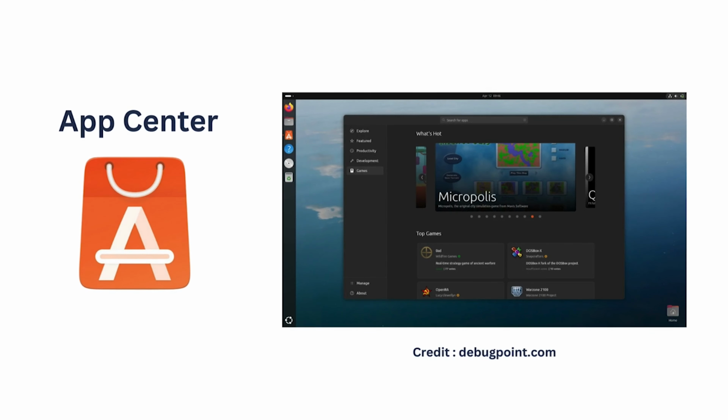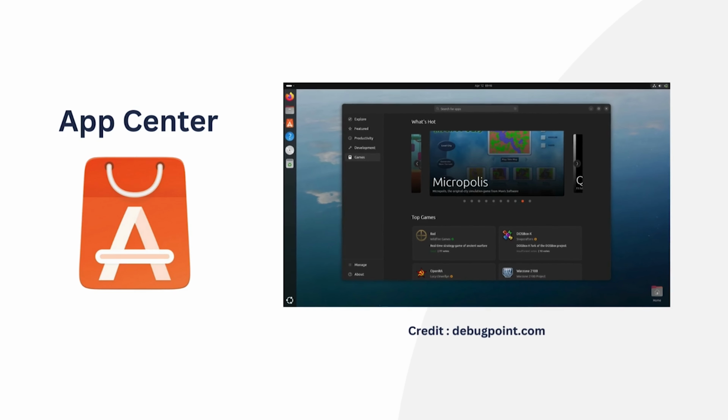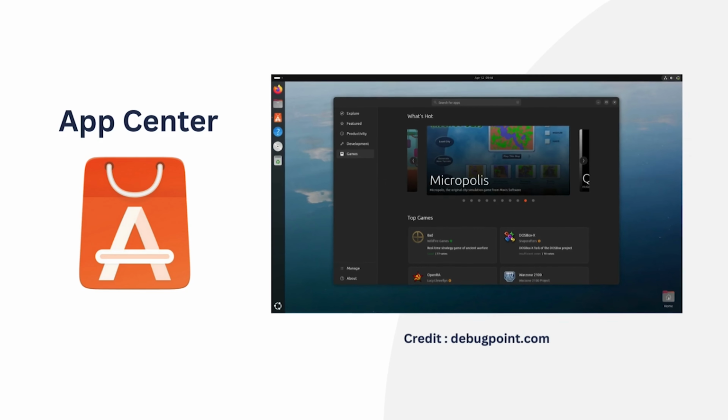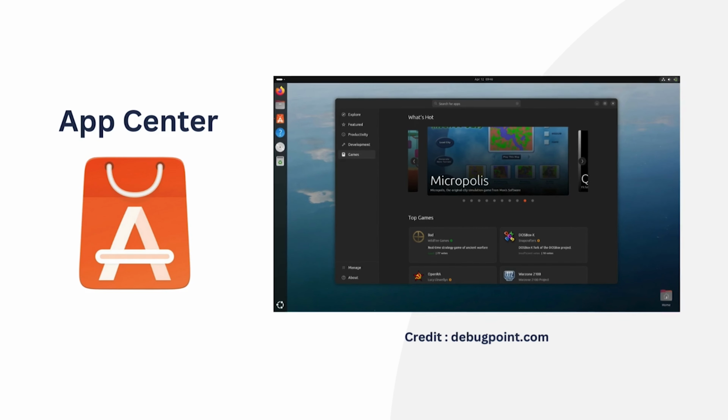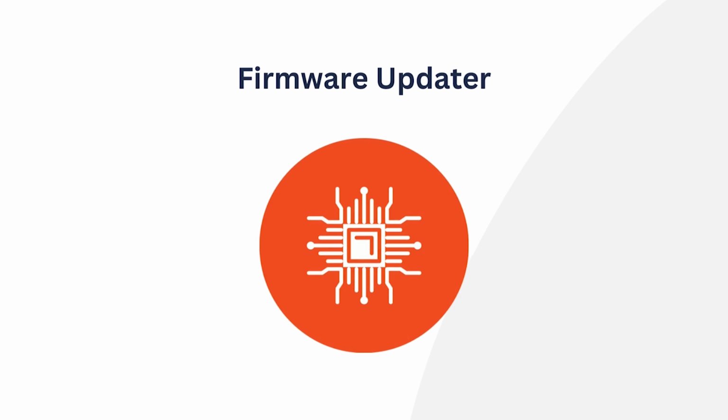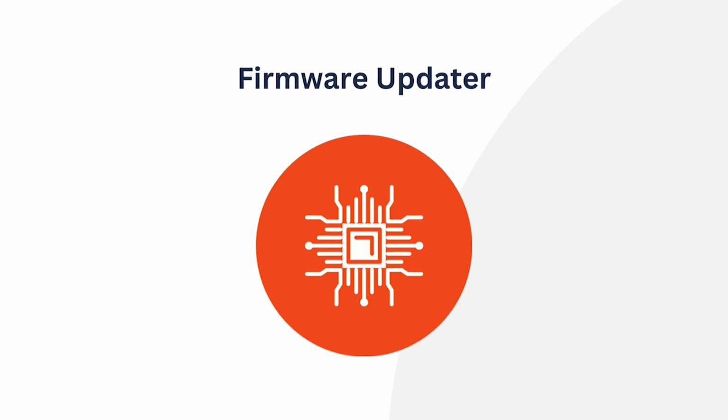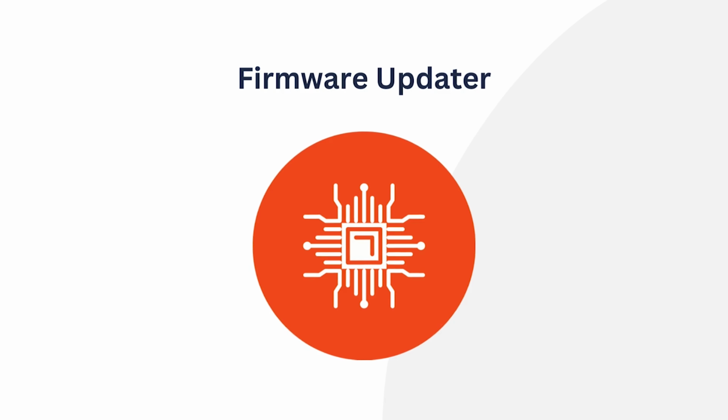Moving on, Canonical introduces a dedicated app center focused on Ubuntu Snap packages, which replaces the previous GNOME Software. The app center exclusively showcases apps from the Ubuntu Snap Store. Currently, Flatpak apps are not visible, nor is there any option to display them. Plus, don't miss out on the new firmware updater, which is included as a new graphical firmware update tool.